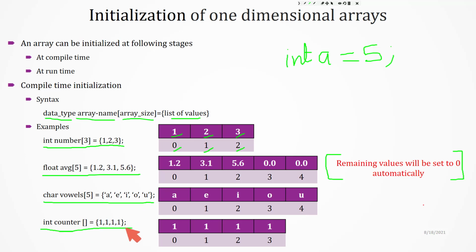This one is very important. Here the array name is counter. Here I didn't mention any size, but there is a list of values. In the list I have 4 values. So since it contains 4 values, the array size also becomes 4. These are examples of compile time initialization.